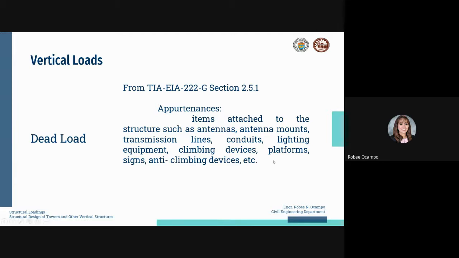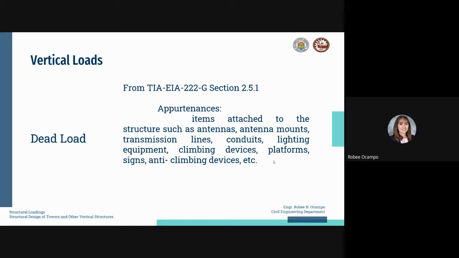Aside from antennas, which could be microwave antennas or panel antennas, this also includes the transmission lines. Those transmission lines are also considered appurtenances. Aside from that, you have the conduits, the lighting equipment, and climbing devices, the ladder, which is usually placed in the middle, right?